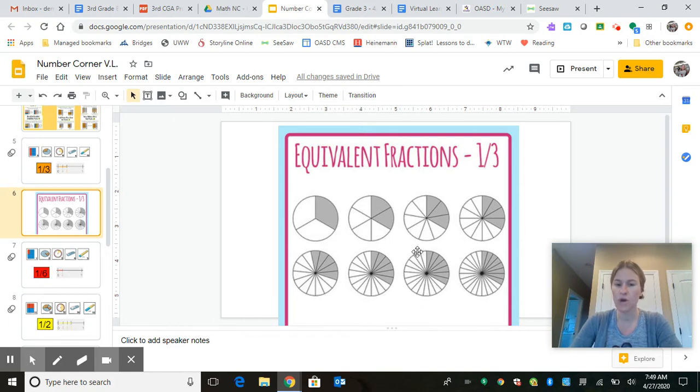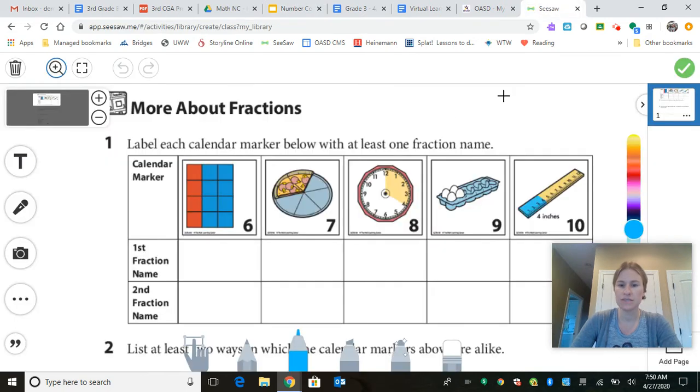Maybe think to yourself, what would you write for this fraction? Another way, instead of 1/3, it could also be... What about this one? So your work on Seesaw today is going to be thinking about those types of fractions.